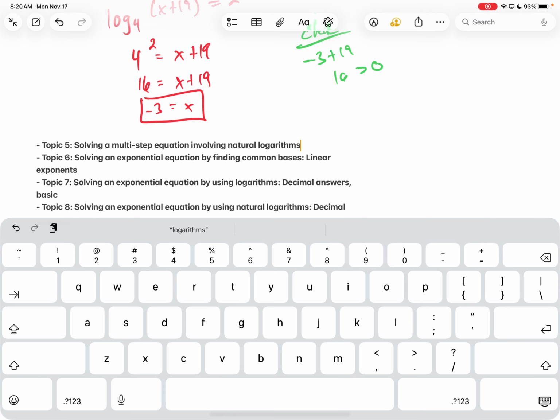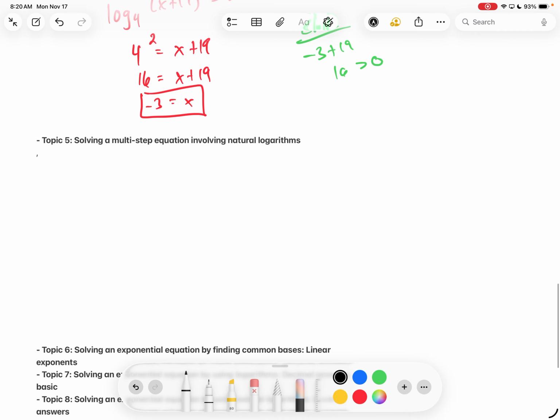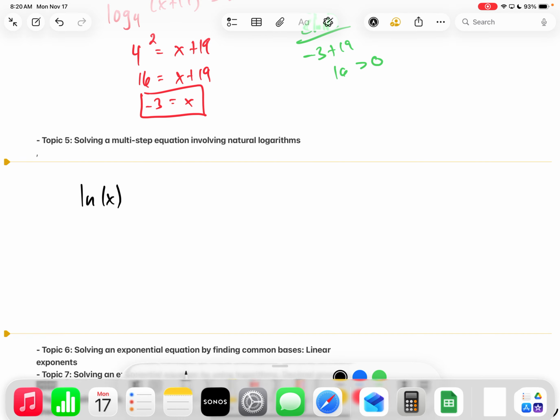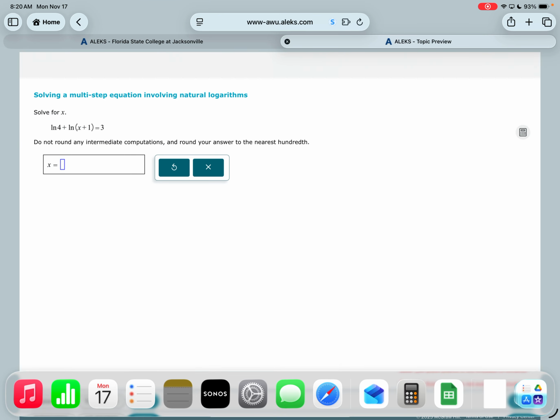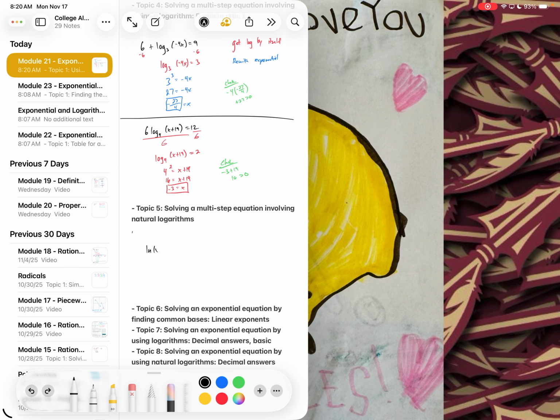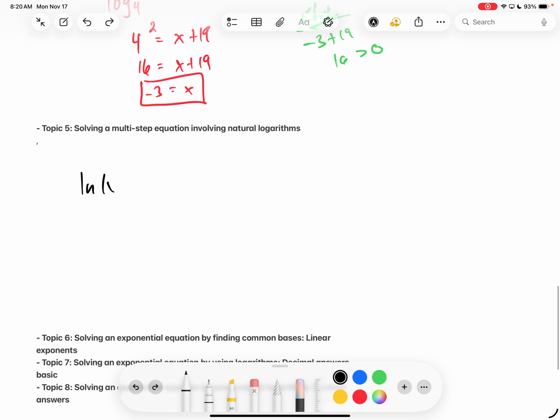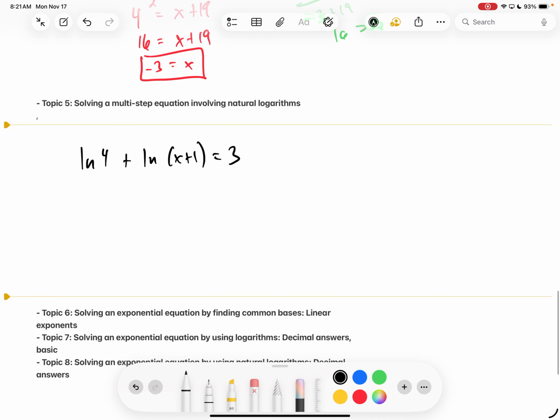This is going to be, there is no difference between ln and log. You can still do all the same properties. ln 4 plus ln x plus 1 equals 3. No matter if it's ln or log, ln is still a log. It's just a natural log. Remember, that's base e. So you can work this the same exact way we've been doing.